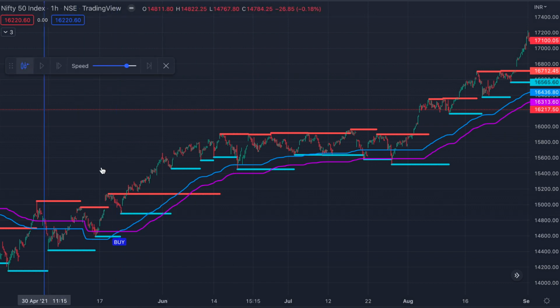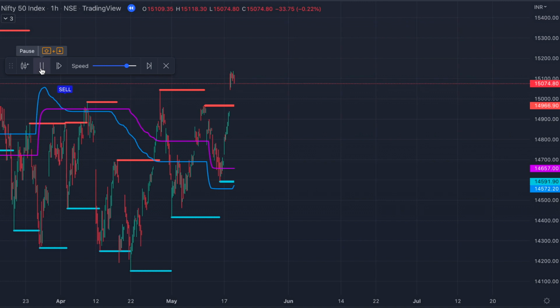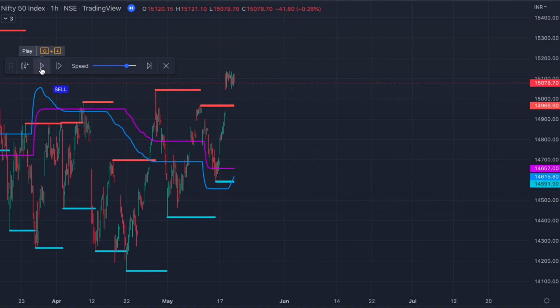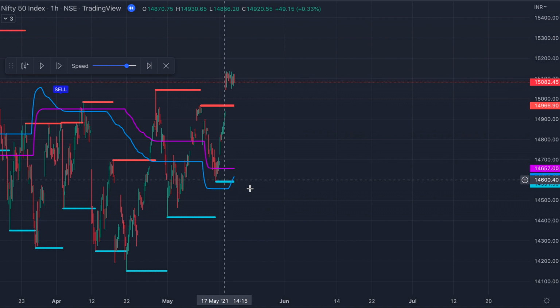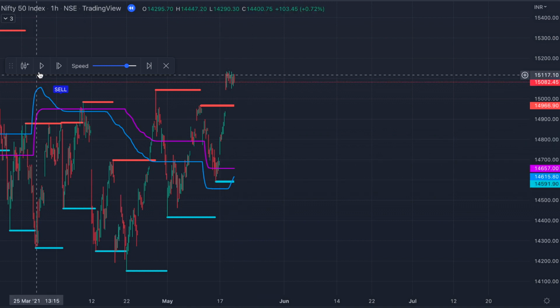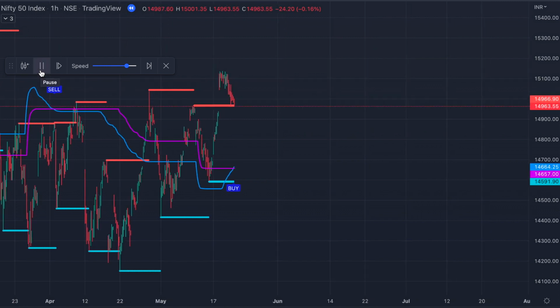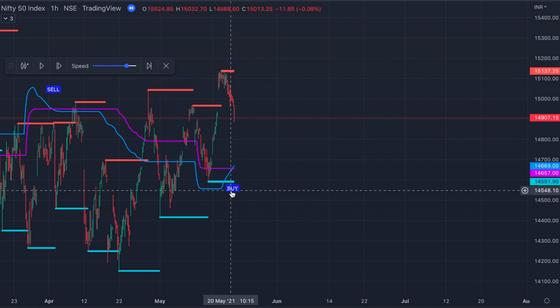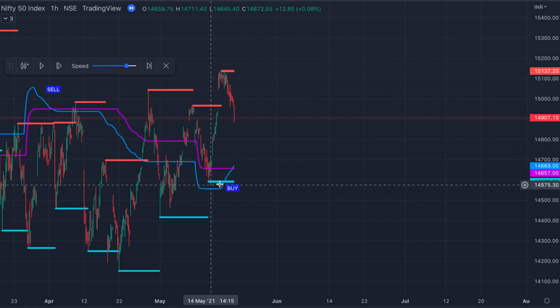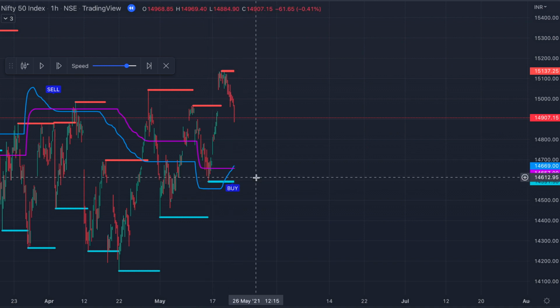Let's go to replay. We'll start just from here. Okay, playing it. Keep an eye over here, okay? When there is a crossover, you'll get a signal and see what happens next. Okay, we have a buy signal right here, okay? This line has been painted already. So this is our stop loss level. I'll play it.